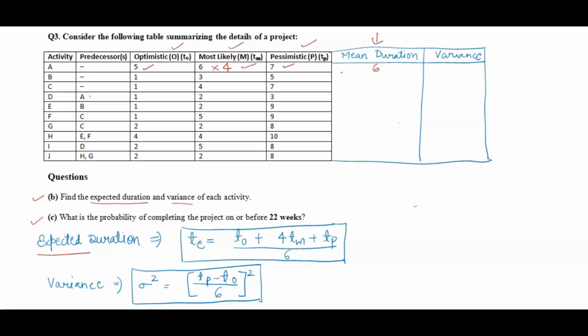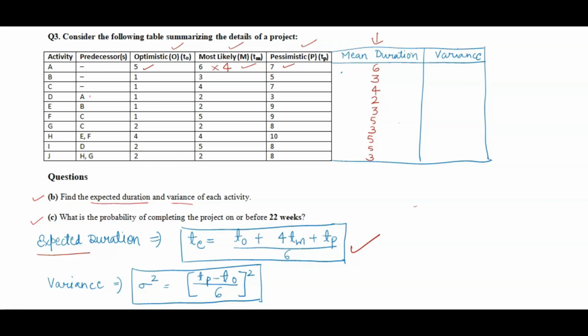I'm writing the mean durations here. For the second activity it will be 3, then 4, then 2, then 3, 5, 3, then 5, 5, 3. Use this formula, you will get these durations, and just tally them. If there are any deviations in my calculation, let me know in the comment section. So this is the formula for finding the expected duration. I hope it is clear to you.